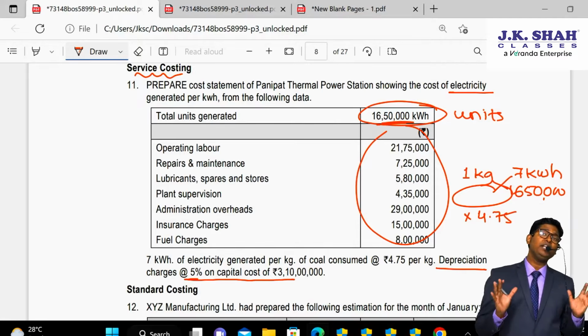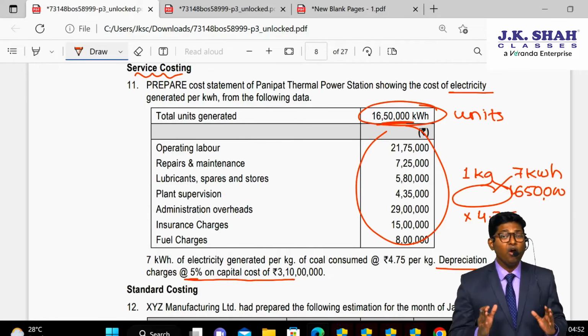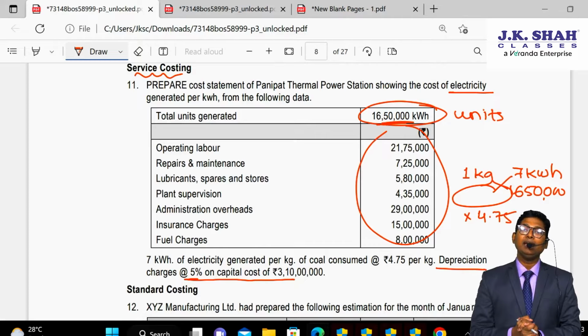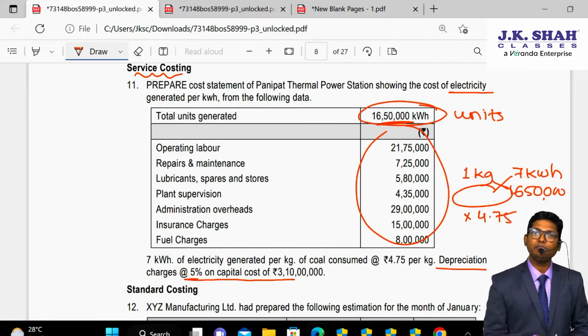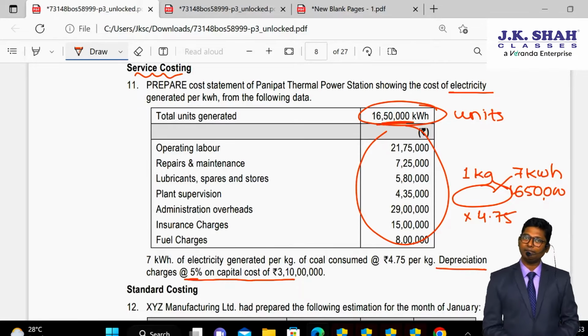Out of 14 practical questions, we discussed 11 questions. Hope your confidence is getting boosted and you are getting ready for the examination. Let's have a detailed discussion about the next important chapter, and the chapter name is standard costing, fully based on formula and a few concepts. Let's have a discussion.